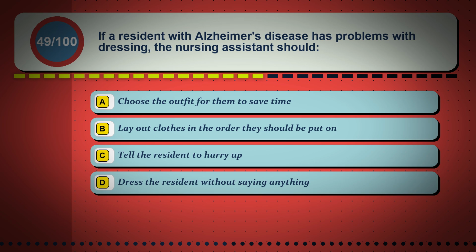Question 49. If a resident with Alzheimer's disease has problems with dressing, the nursing assistant should: Option A. Choose the outfit for them to save time. Option B. Lay out clothes in the order they should be put on. Option C. Tell the resident to hurry up. Option D. Address the resident without saying anything.